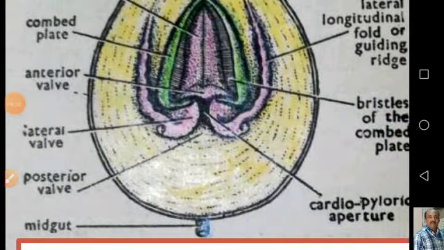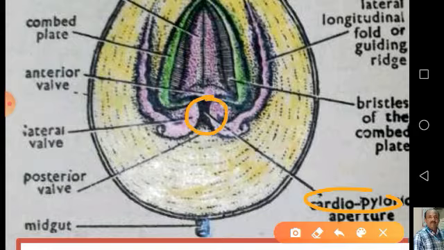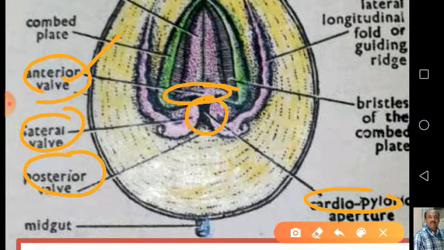Just now I have been discussing the valves. The valves are present at the mouth of the cardiopyloric aperture. Here is the cardiopyloric aperture, where many valves are present: an anterior valve, lateral valves, and posterior valves. These valves guard the cardiopyloric aperture, and the anterior valve is formed by the posterior triangular area of the hastate plate.